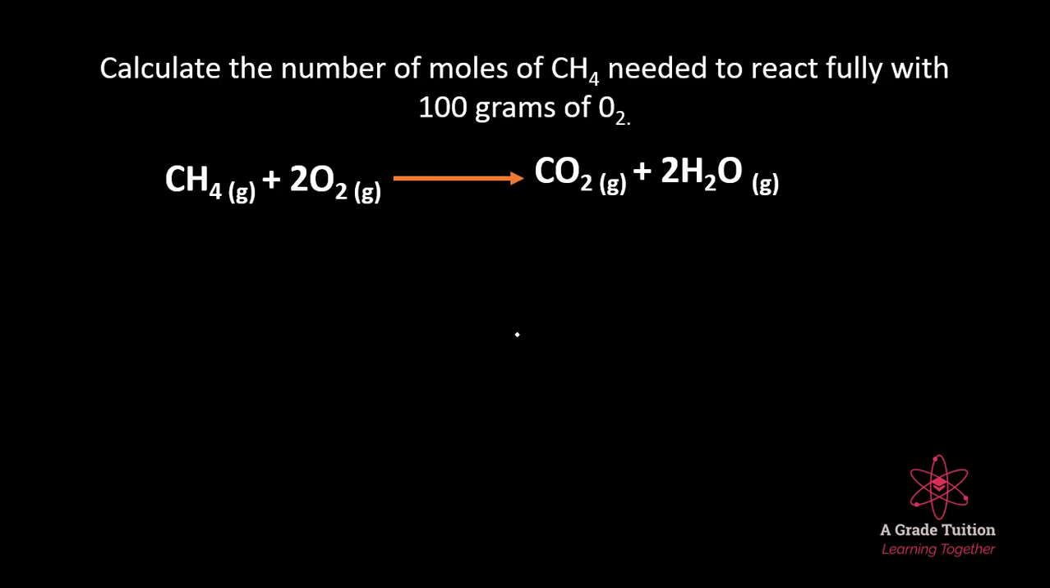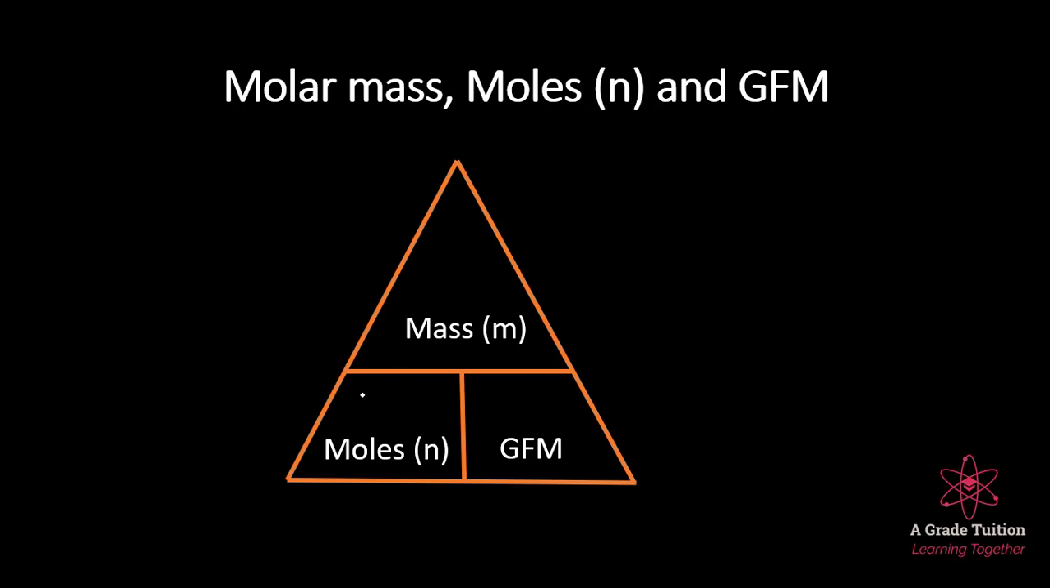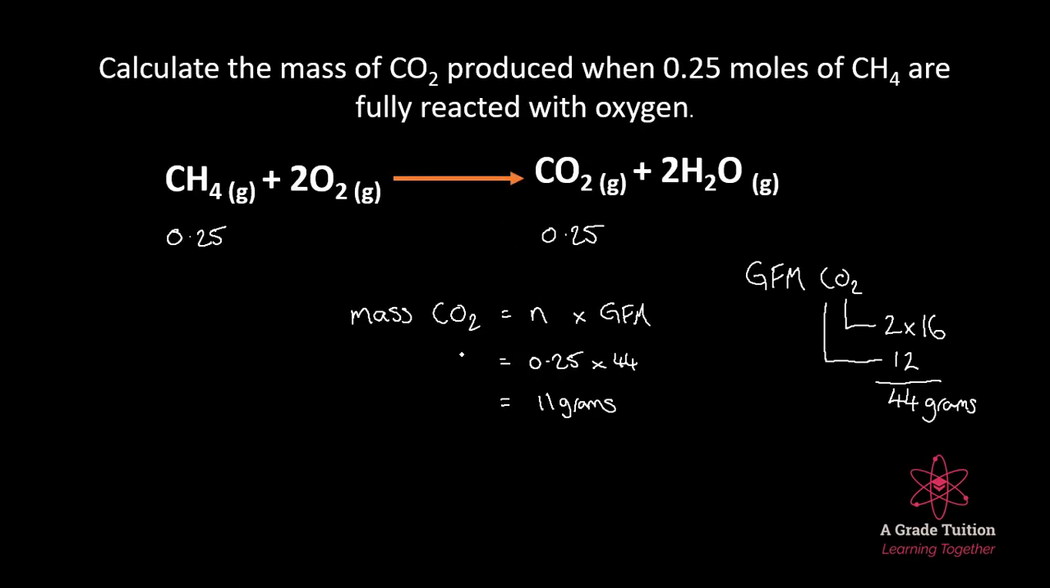Next example, calculate the number of moles of CH4 needed to fully react with 100 grams of oxygen. So we've got a 2-to-1 mole ratio here of oxygen to methane. So we've got 100 grams of oxygen. Okay, so we want to work out the number of moles of oxygen present. So again, if we go back to this, number of moles is mass divided by GFM.